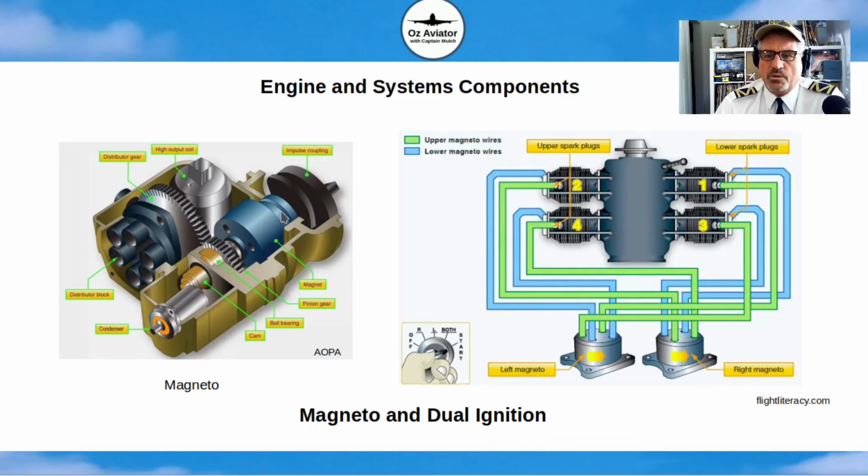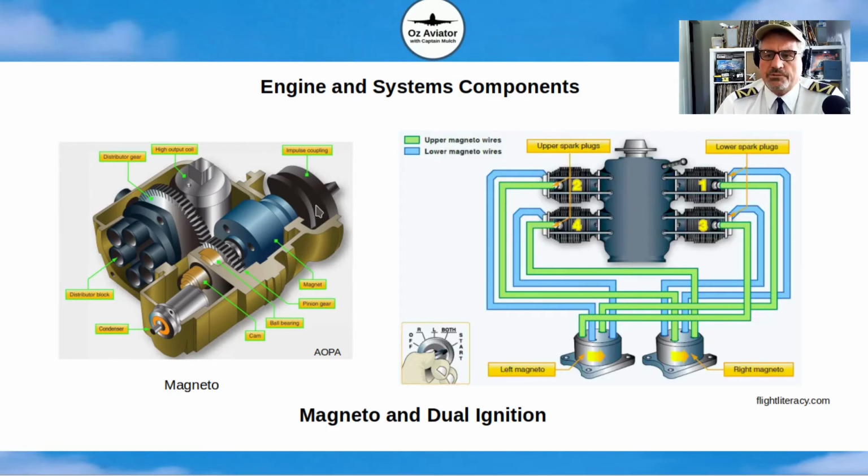So the way a magneto works, it's similar to a generator. There's a magnet that's spinning. The aircraft engine drives the magneto, so the magnet's spinning. There's a coil in there, which then picks up that magnetism from the spinning magnet, creates electrical charge, and that electrical charge is then distributed through to each of your spark plugs in the engine.